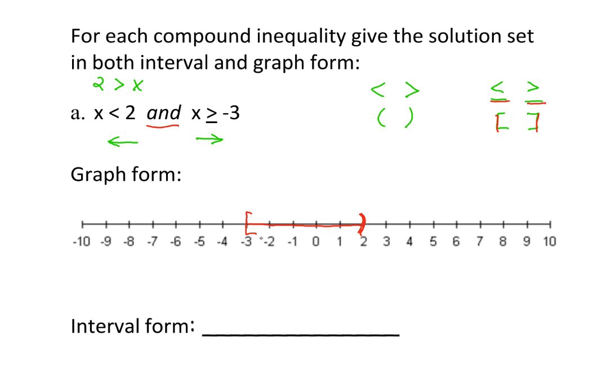So my interval always goes from left to right. So I'll look at the lowest or the leftmost number, and that would be -3. And on -3, I have a bracket, so that's what I'm going to enclose my interval with. So I have a bracket, -3, and it goes to 2, and I'm going to enclose that with a parenthesis. And that's how I would write my interval form of this compound inequality.